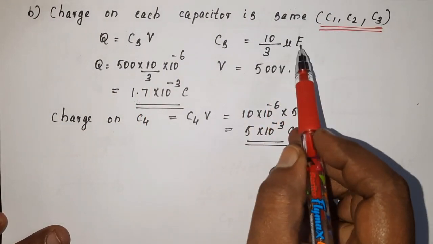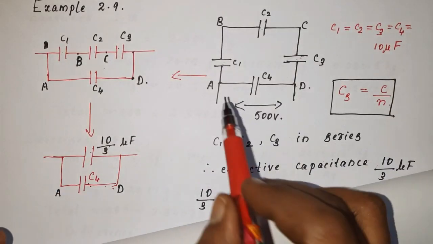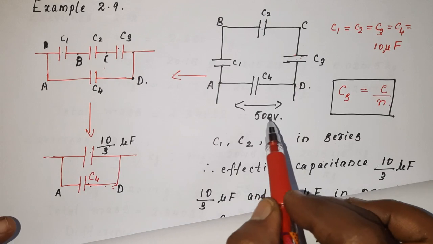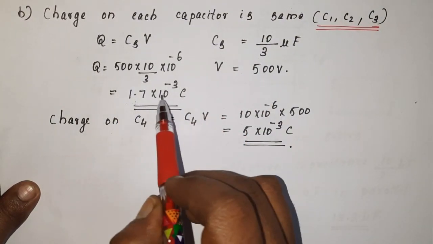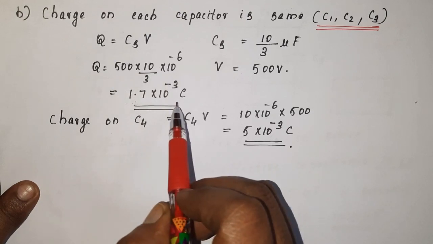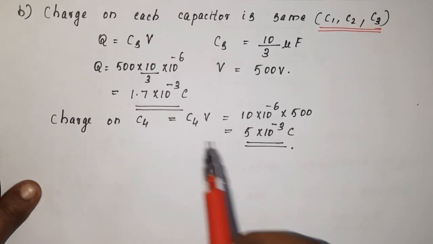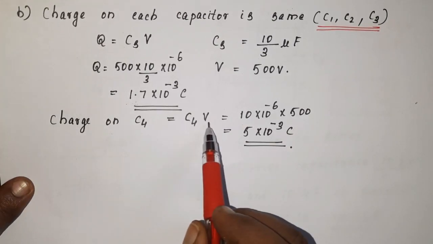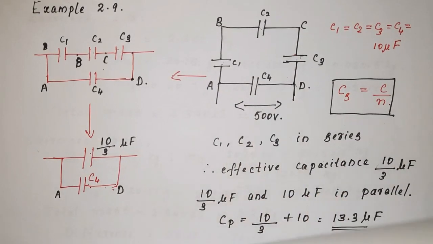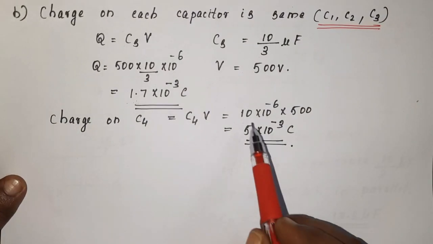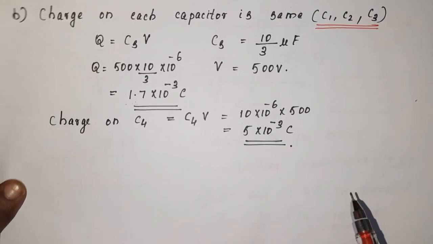Cs is 10 by 3 microfarad. V is 500 volt, since across the combination the potential difference applied is 500 volt. Doing the substitution and calculation, we get 1.7 into 10 raised to minus 3 coulomb. Now the charge on C4 is C4 into the potential difference. Across C4 also the potential difference is 500 volt. Multiplying, we get 5 into 10 raised to minus 3 coulomb.